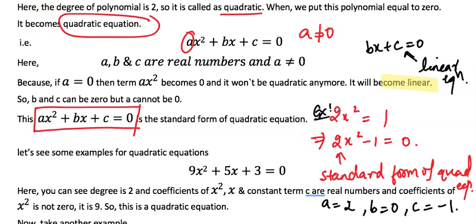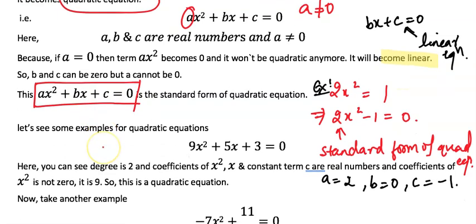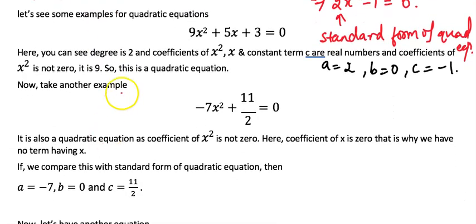Let's move further and see some more examples. Now, there is a quadratic equation 9x square plus 5x plus 3 equals to 0. And now it is asking us to tell how it is a quadratic equation. We know that the highest power is 2, so the degree is 2. And since a is not equals to 0, therefore this is a quadratic equation. A very simple stuff it is.